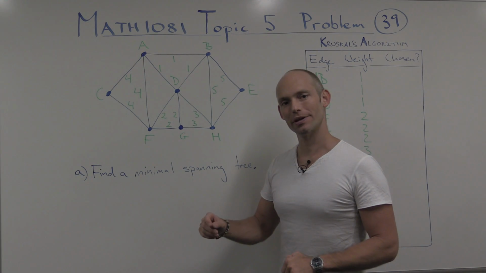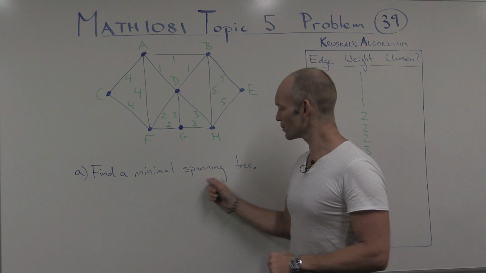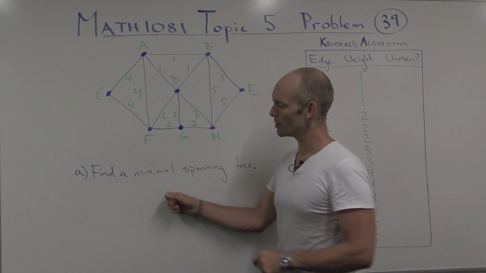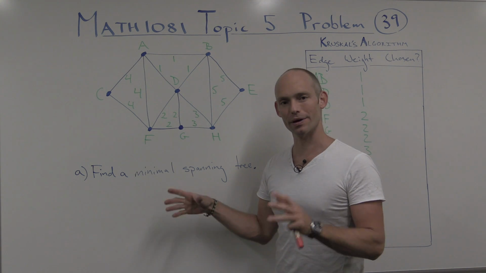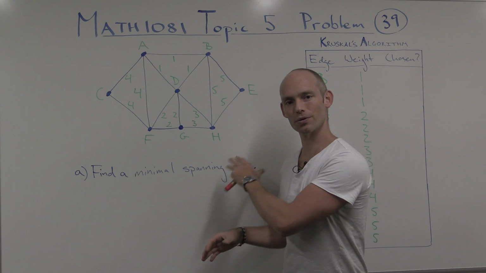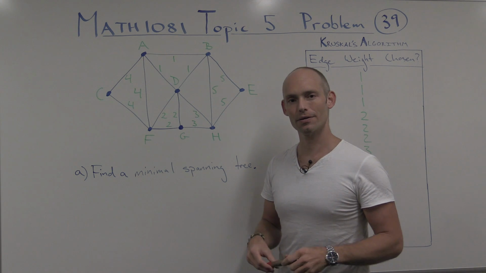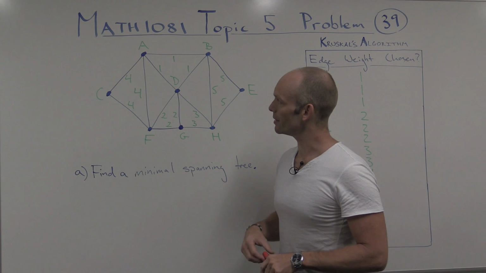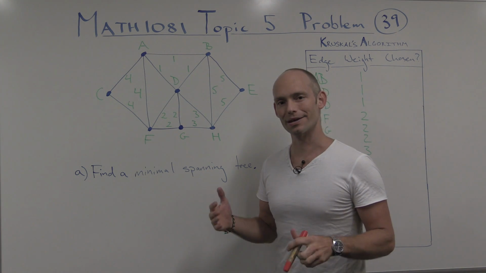The first thing that we need to do is to find a minimal spanning tree. So we need to find a spanning tree in this graph whose sum of edge weights is minimal among all spanning trees. Now the way to do that is really simple, and it is pretty much what you'd guess.